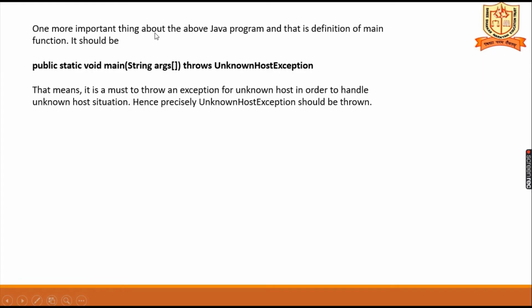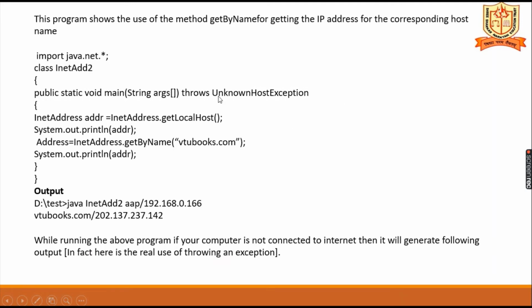One more important thing in Java programming is the definition of the main function, that is public static void main throws UnknownHostException. That means it must throw the exception for unknown host in order to handle the unknown host situation. Hence, precisely UnknownHostException should be thrown.